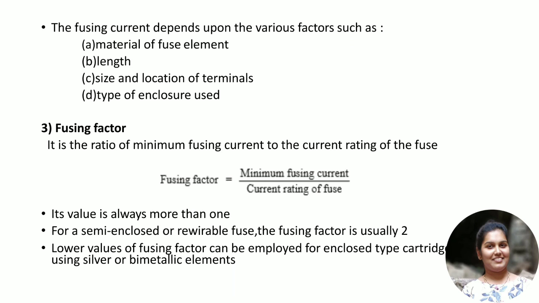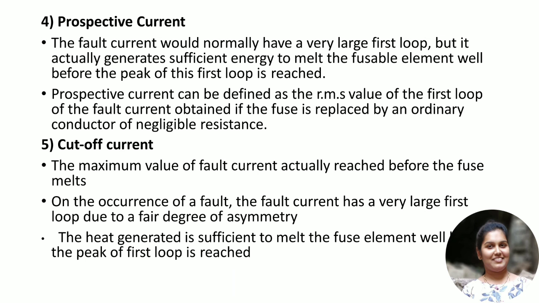And for semi-closed or rewirable fuse, the fusing factor will be generally 2. Lower value of fusing factor can be employed for enclosing cartridge type fuses using silver and bimetallic elements. So fusing factors will be lower for cartridge type fuses using silver or bimetallic elements.